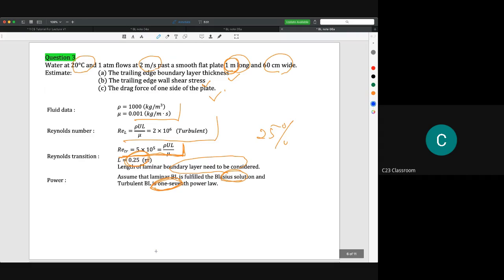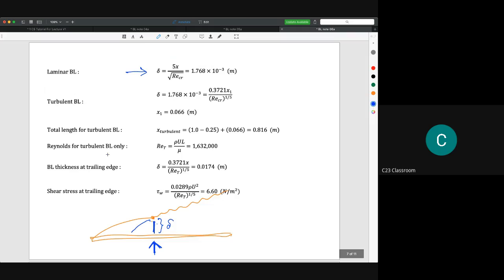The critical Reynolds number here is 5 times 10 to the power of 5. So we substitute it here, and we get 1.768 times 10 to the power of minus 3. And then we can substitute the value of delta into the equation of delta for turbulent, because this point is actually shared by the laminar and the turbulent boundary layer.